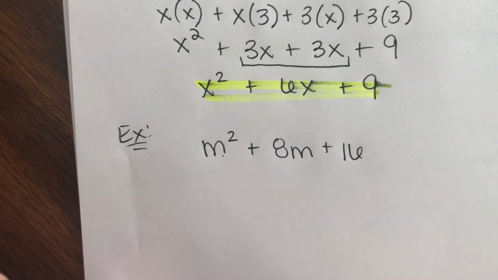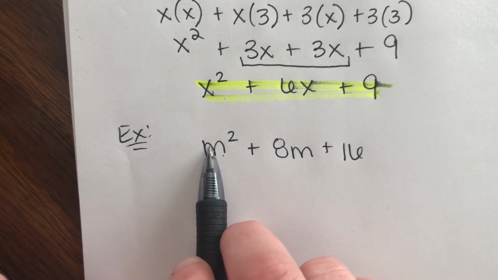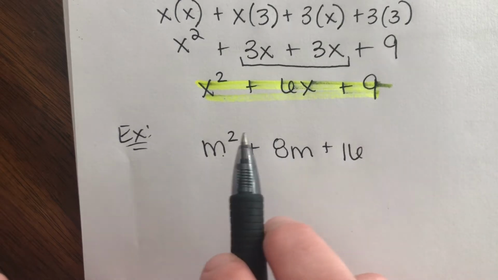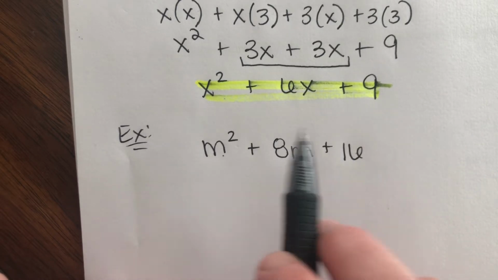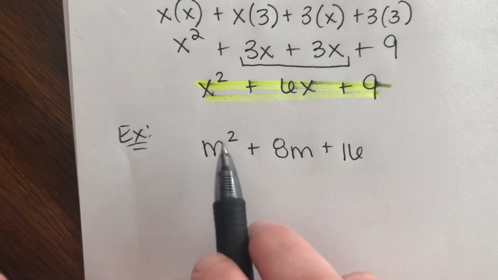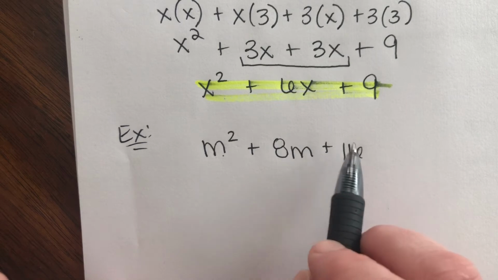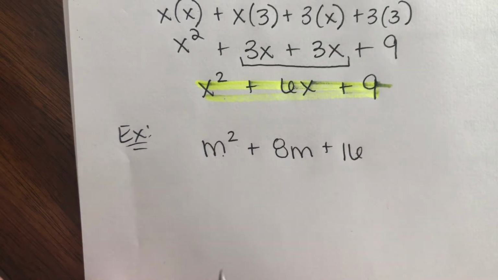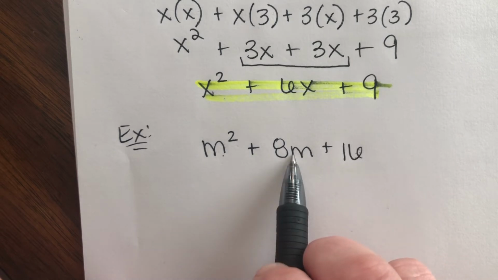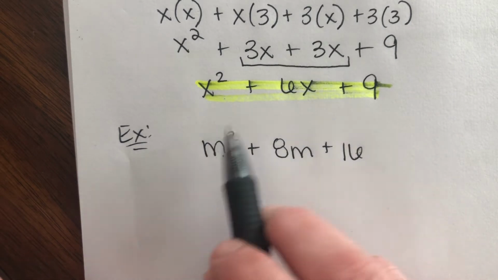And the middle term has to be the square root of the first term times the square root of the last term times 2. So that's m times 4 times 2. I think I said plus, but it's times. The square root of the first term times the square root of the last term times 2. M times 4 times 2 gives us 8m. Okay, so I know this is a perfect square trinomial.